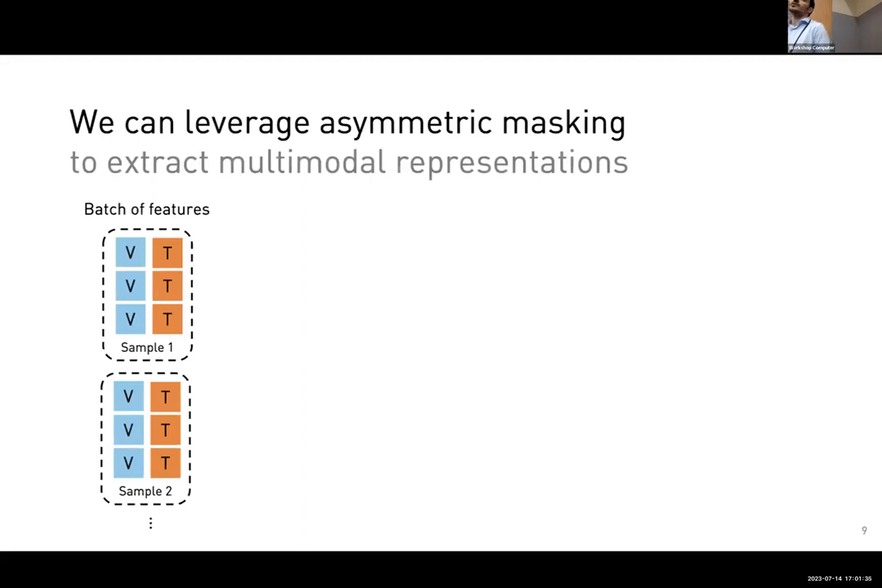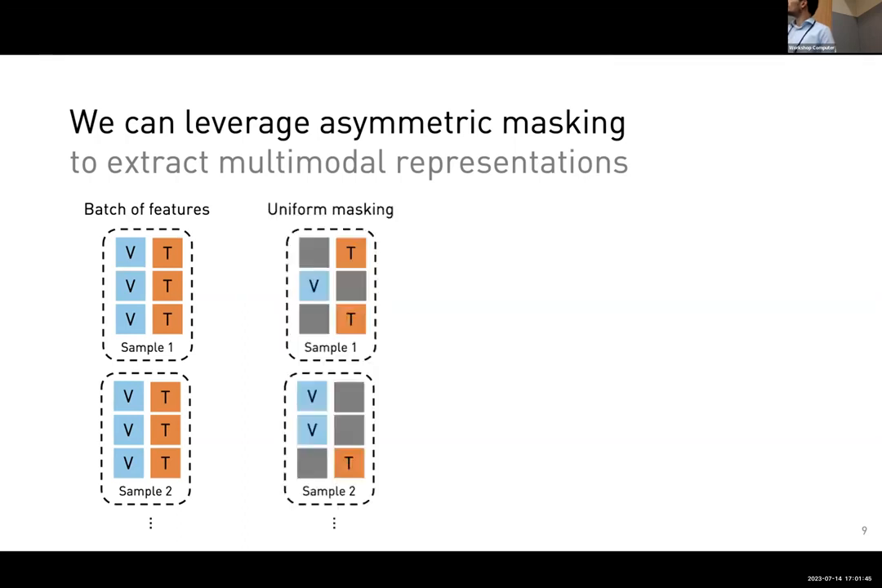So how does masking work? Let's say we have an initial batch of features where V stands for visual features and T stands for tactile features. How could we mask those? Obviously there is uniform masking: you mask tactile and visual patches uniformly across modalities. But the issue here is that the encoder-decoder architecture will learn the easy way, that is, predicting the masked visual patches from the visible visual patches, and the same for tactile. But we want information to be shared across the modalities.